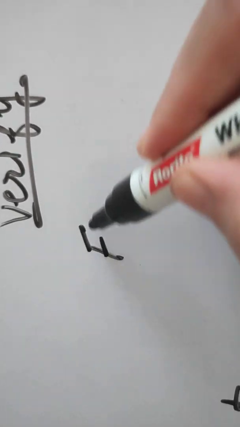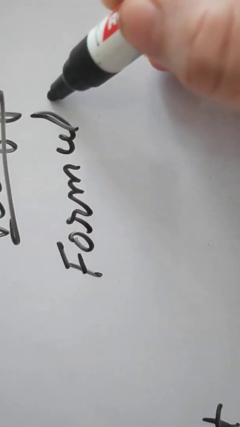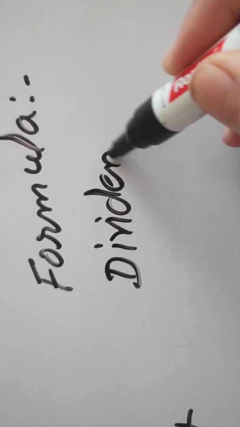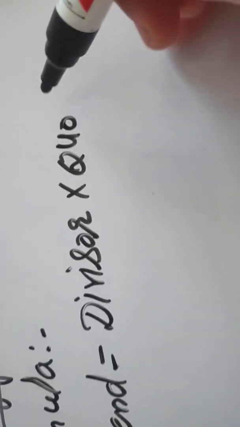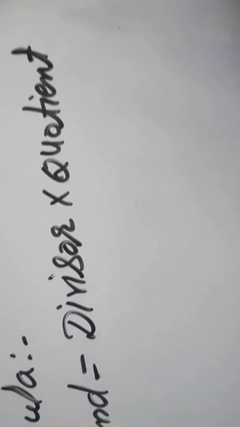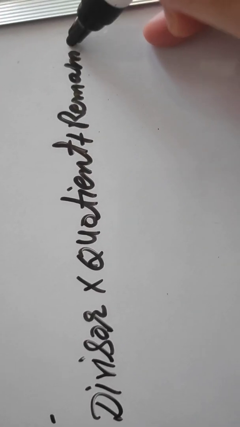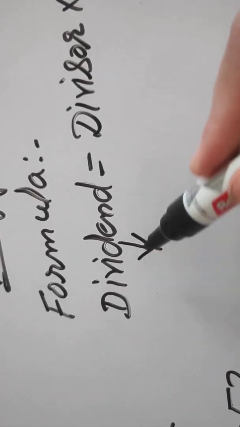So here you will write the word verify, or you can write check also, and then you will write the formula to verify. What is the formula? Dividend should be equal to divisor multiply by quotient plus remainder. R-E-M-A-I-N-D-E-R. Remainder.